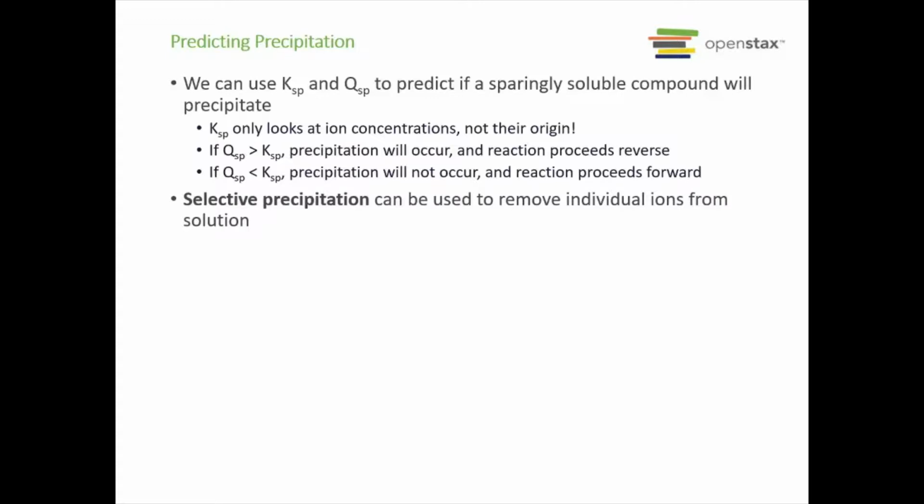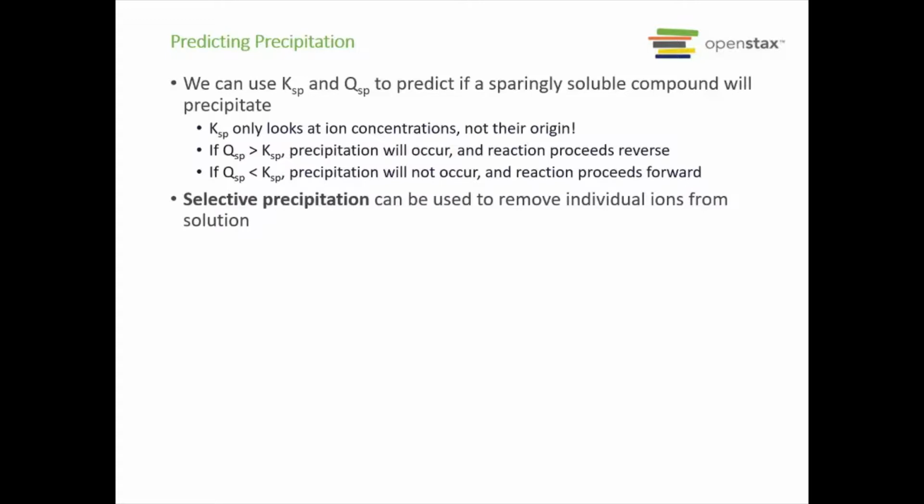Now we can use KSP and QSP to predict if a sparingly soluble compound is going to precipitate. So remember, one thing you need to remember is that KSP only looks at ion concentrations. It doesn't look at their origin. So we can use that to our advantage to maybe introduce some more of a certain ion if we want to get it to precipitate out.